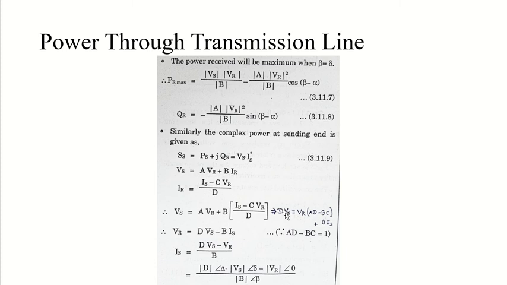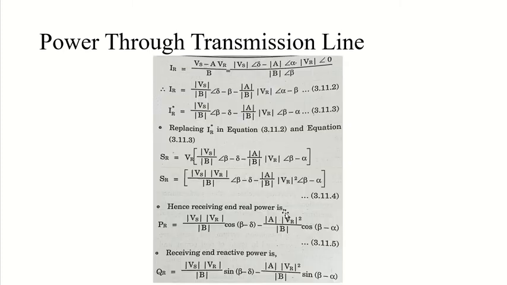And how am I saying that? To know that, come to this equation, the equation of PR or the receiving end real power. When the value of beta will be equal to delta, what does it mean? If beta and delta are equal, that means the cosine angle will become 0. And what is the value of cos 0? If you remember, the value of cos 0 is 1, which means this term Vs Vr divided by B will remain as the whole term, which means it will be multiplied with 1.